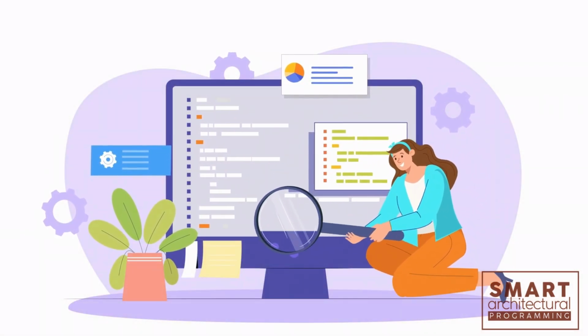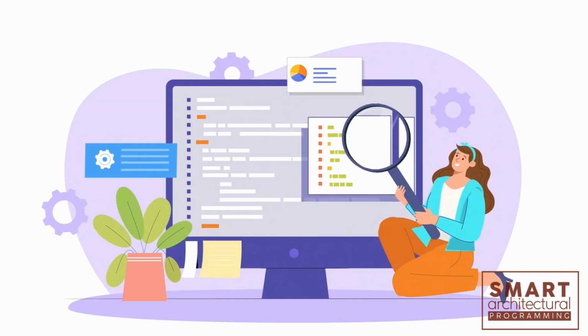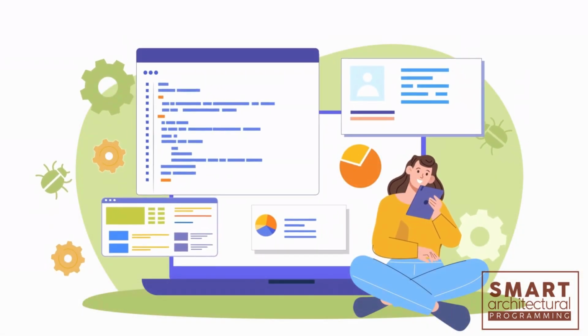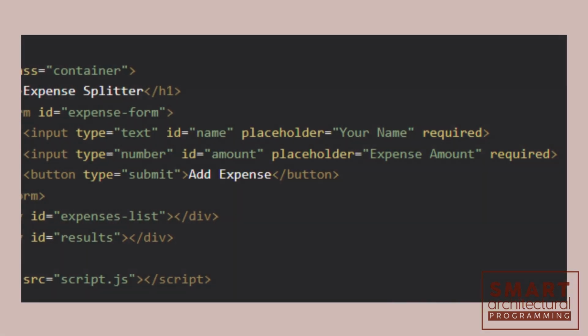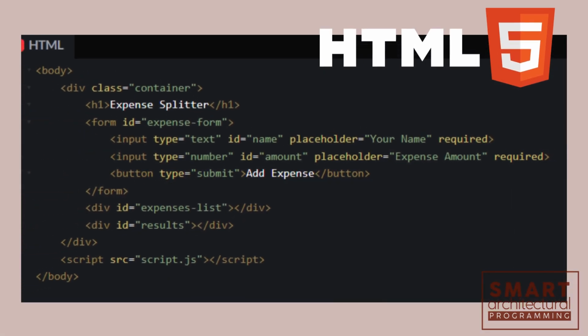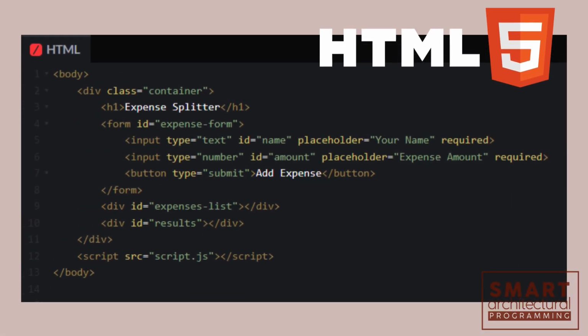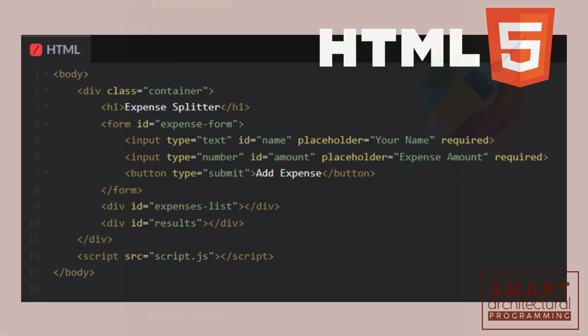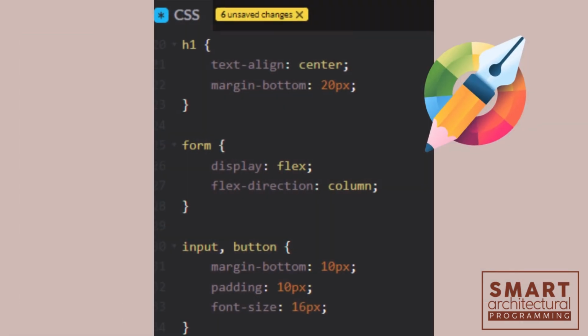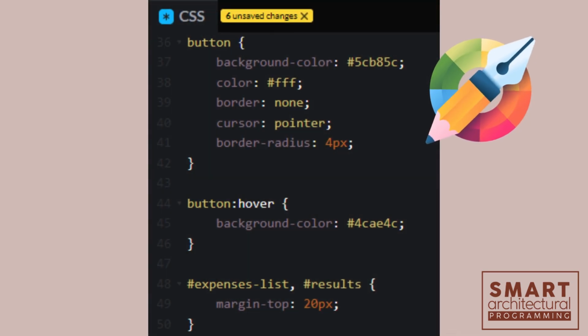We'll create an HTML file, a CSS file for styling, and a JavaScript file to handle the logic. Here's our basic HTML structure. We'll create a simple form to input expenses and a section to display the results. In our CSS file, we'll add some basic styles to make the app look nice and clean.